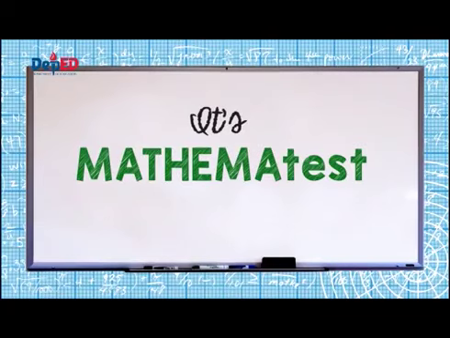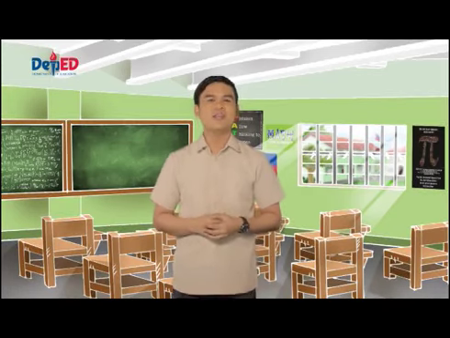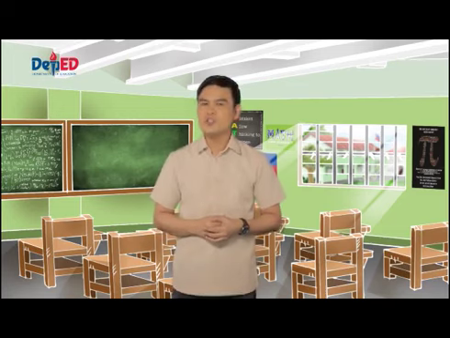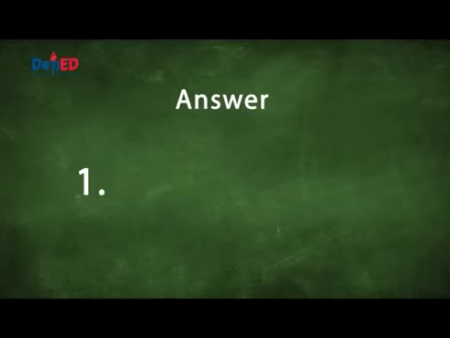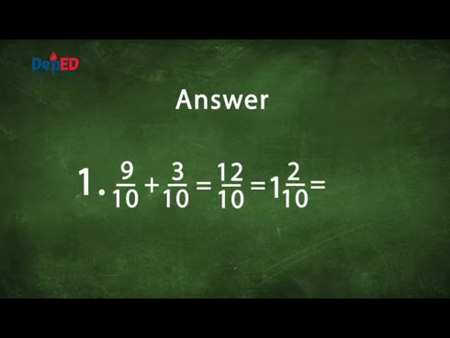This time, prove yourself! It's mathematics time! Do not worry, you will just find the missing number to complete the solution and answer of the following numbers. Number 1, 9/10 plus 3/10 equals 12/10. 12/10 is equal to 1 and 2/10. It's equal to 1 blank fifths.